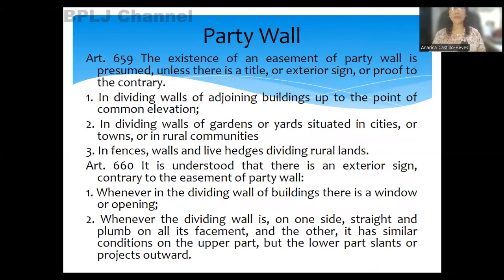Okay? Article 655 speaks of when a party wall exists. The existence of an easement of party wall is presumed unless there is a title or exterior sign or proof to the contrary: in dividing walls of adjoining buildings up to the point of common elevation, in dividing walls of gardens or yards situated in cities or towns or in rural communities, and in fences, walls, and live hedges dividing rural lands. It is understood that there is an exterior sign contrary to it. So meaning, if you see any of these exterior signs, it would negate the existence of a party wall.